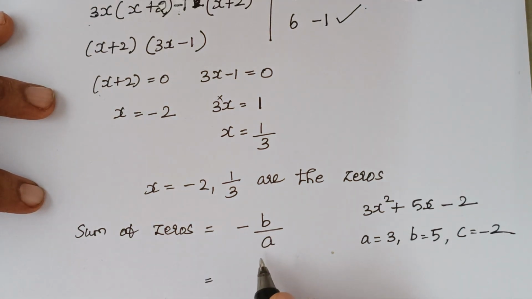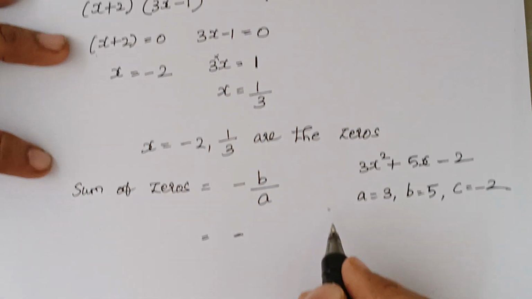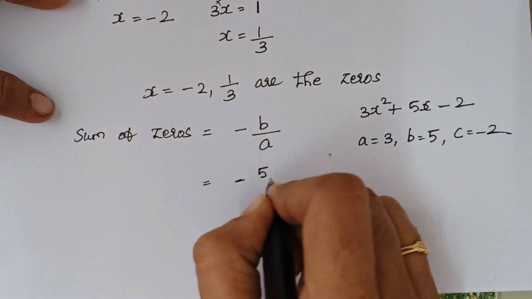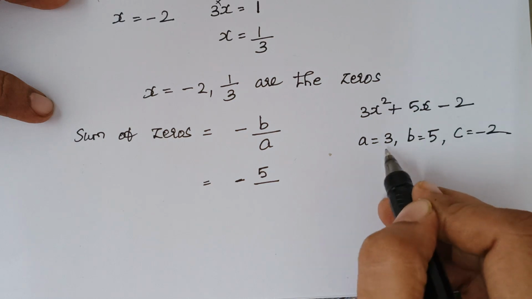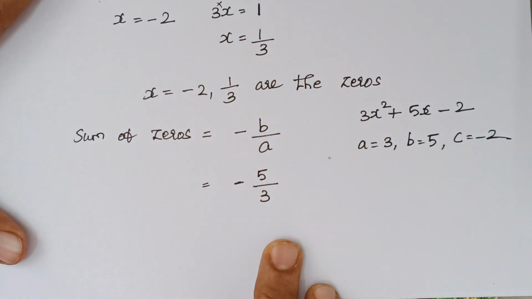So minus b by a. So minus the value of b is 5, right? So when you substitute, minus 5 by, what is the value of a? A is equal to 3, right? So minus 5 by 3.